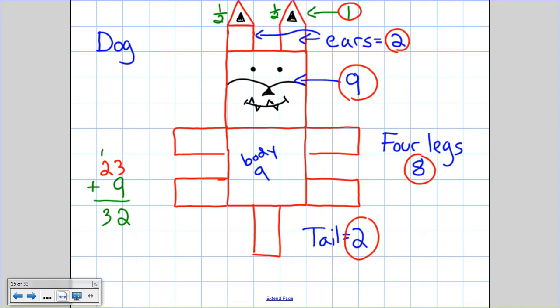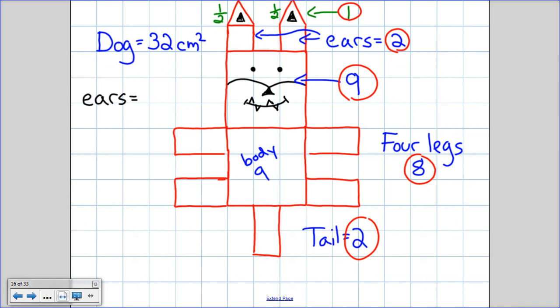32. So the dog has an area of 32 squares, and these squares are centimeters. So 32 centimeters squared. And that's how I'd like you to write it out. And actually, what I'd really like you to do, I'm going to erase this here, is give me a list of the dog.